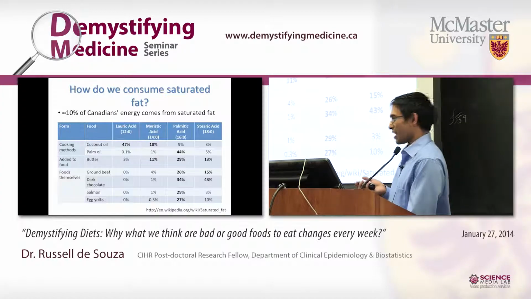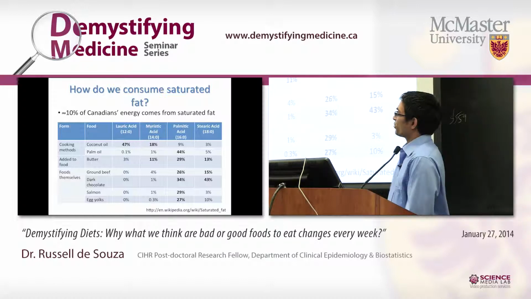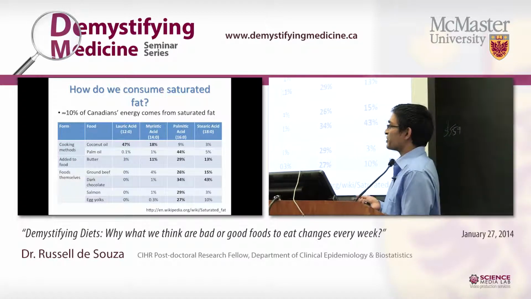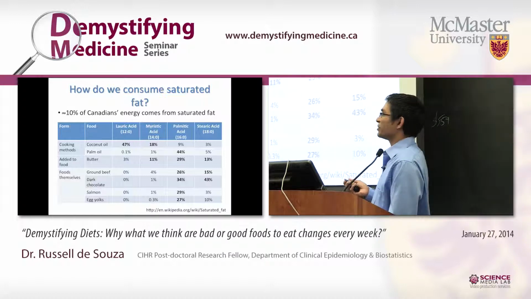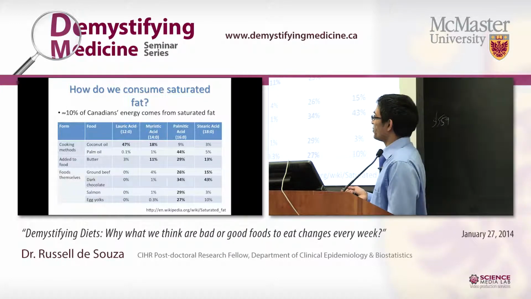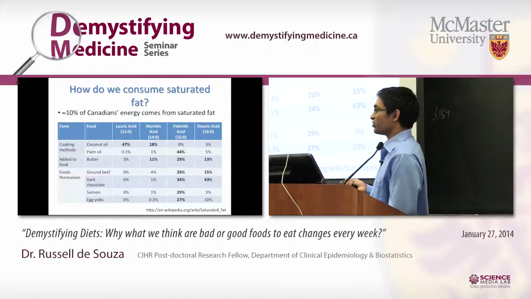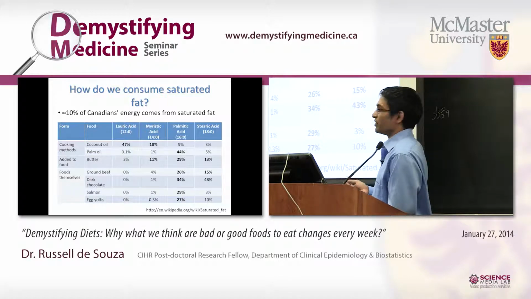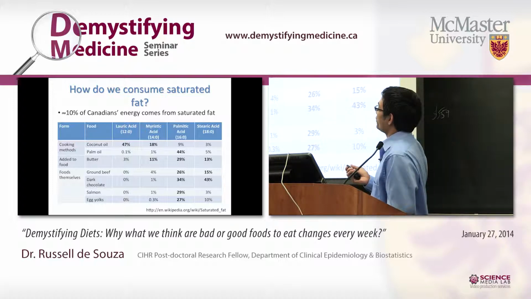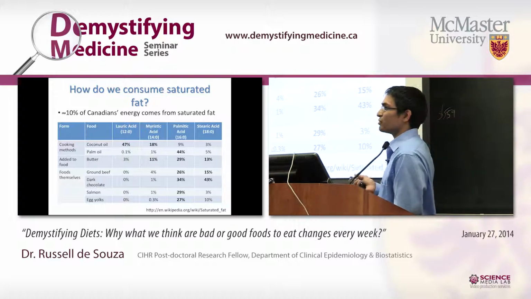So where do we find this and how do we consume it? Typically, according to the latest data, about 10% of Canadians' energy comes from saturated fat. We typically get it from three major sources. One, our cooking methods, so the oils that we use to fry and bake, such as coconut oil and palm oil. We have saturated fat that is added to food, such as butter. And we also have foods themselves, which are rich in saturated fat. Different foods tend to be higher in different isomers of saturated fat, or different chain lengths. And as I was mentioning, the chain lengths 12 to 18 are the most common ones found in the foods that we eat.